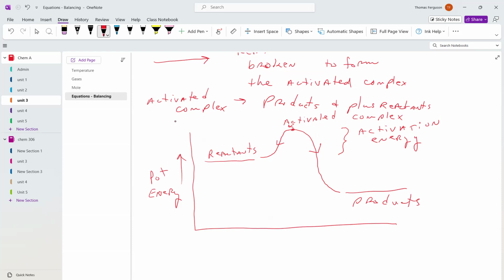So the activation energy going from diamonds to charcoal is huge. That's why it happens so slowly. So the height of the activation energy determines how fast something will go. If it's low, it goes fast. If it's high, it goes slowly.